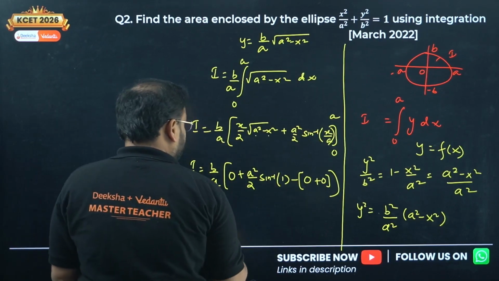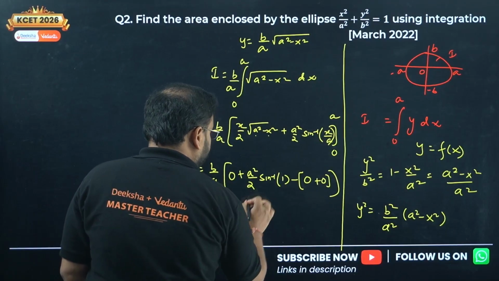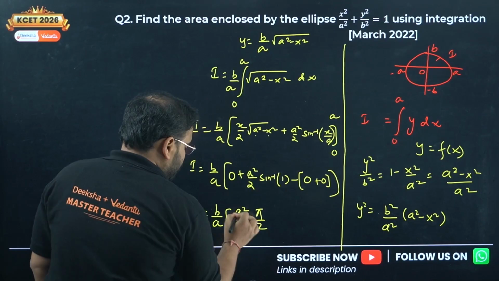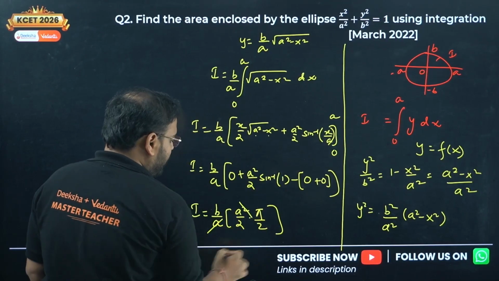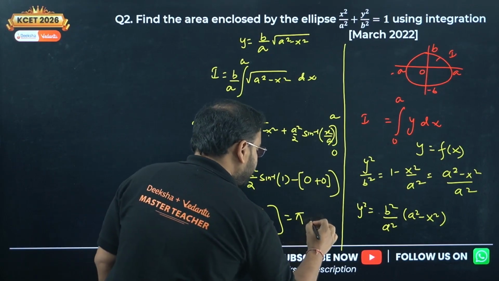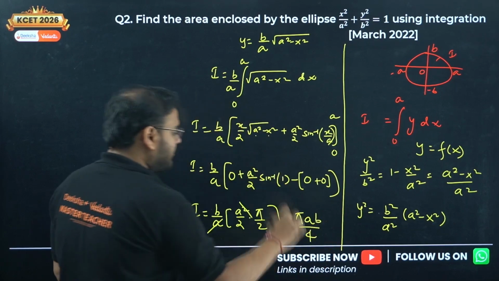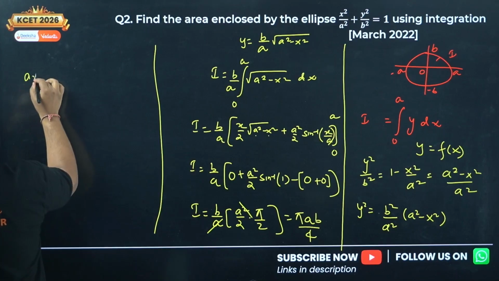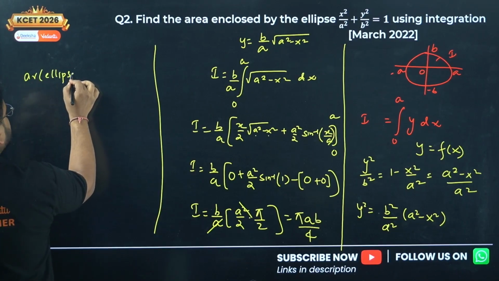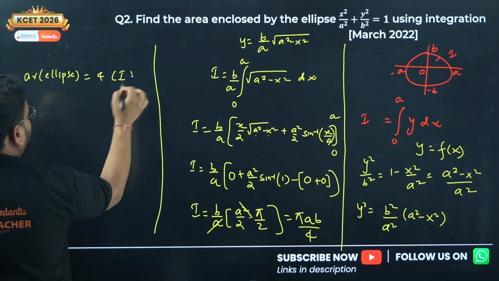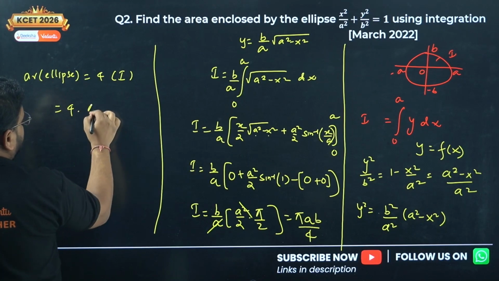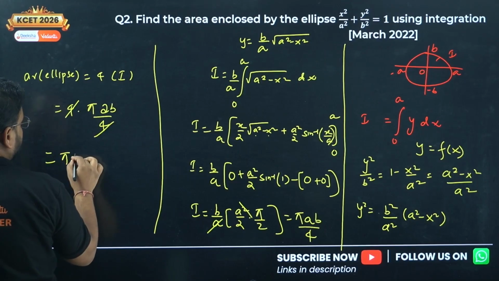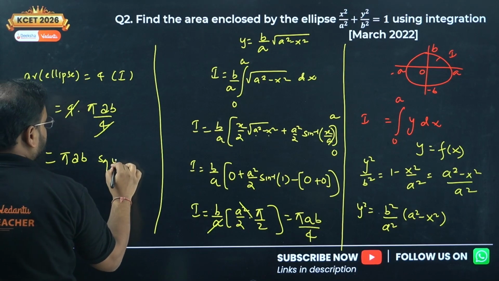So my integration for the first part is b by a times a square by 2 times pi by 2. So this will cancel one of the a over here, and my answer is pi a b upon 4. So I'm looking for the ellipse, right? Area of ellipse. So the area of the ellipse is given by 4 times the area of part 1. So 4 times pi ab by 4 cancels. So pi ab square units.